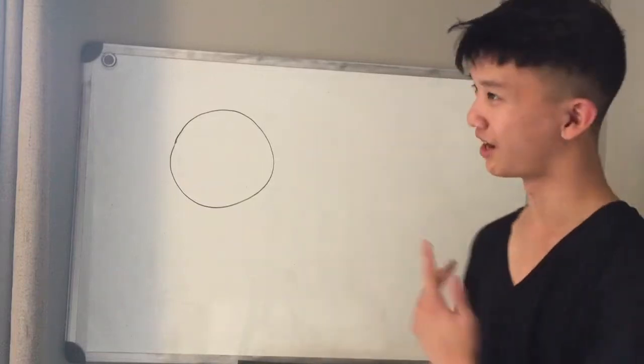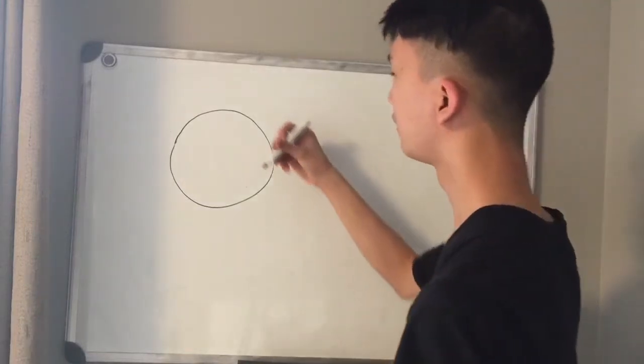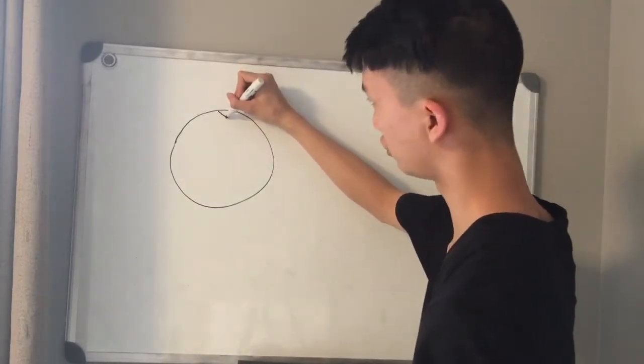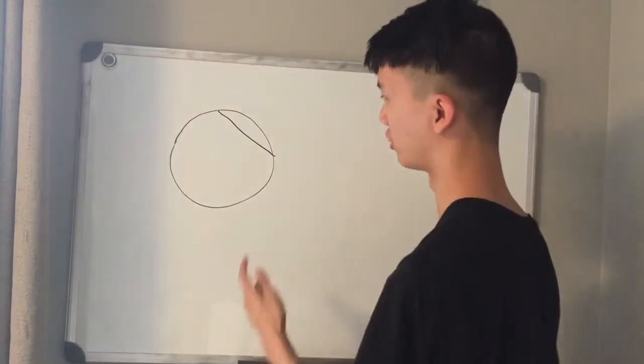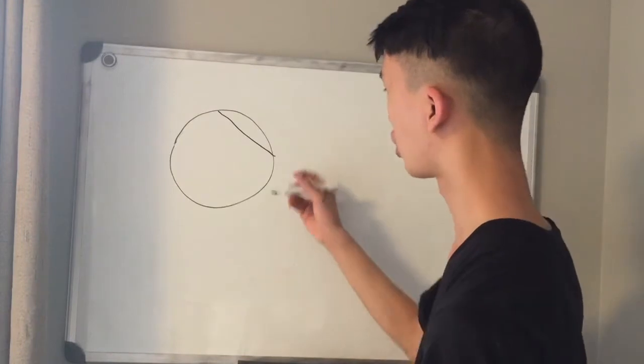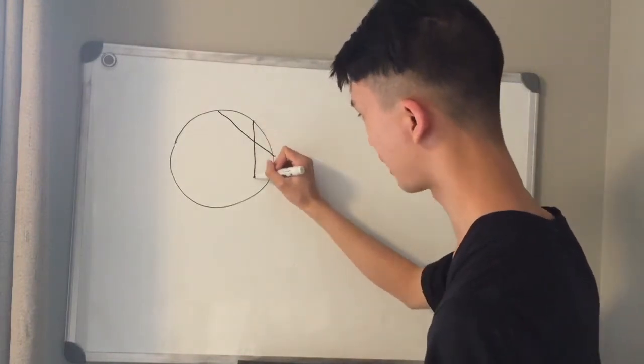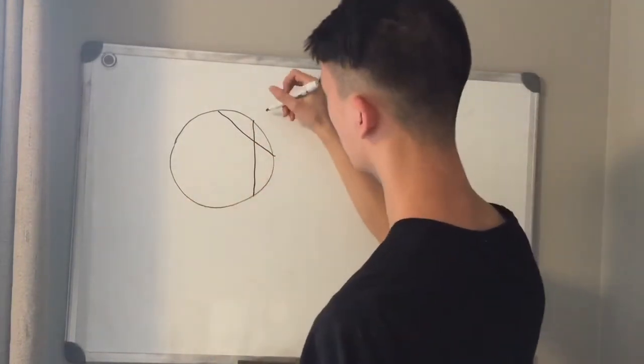To my right, I have a circle. Now, if I draw a line that passes through the circle at 2 points, and if the line is inside the circle, this line is called a chord. So now, I'm going to draw two chords that intersect. These two lines are called chords.